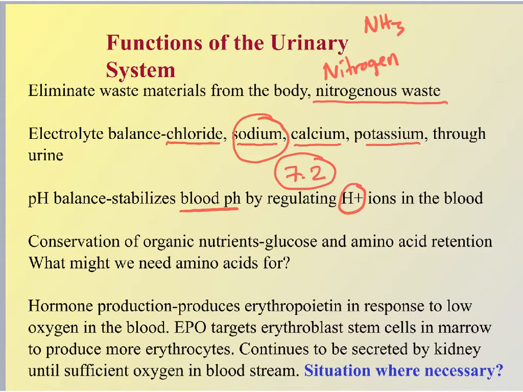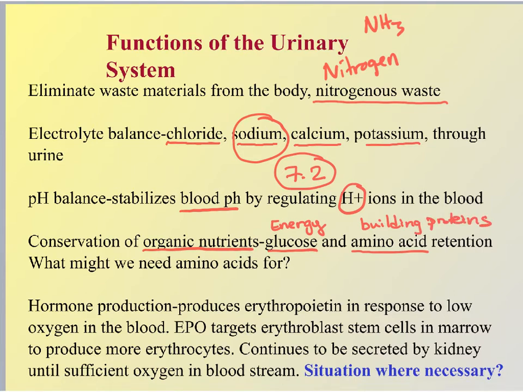Another role that the urinary system plays is conservation of organic nutrients. So those are going to be things like glucose and amino acids. Both of those are really important to the body. Glucose, as you know, is our main source of energy, and amino acids are used for building proteins. They're the building blocks of proteins.